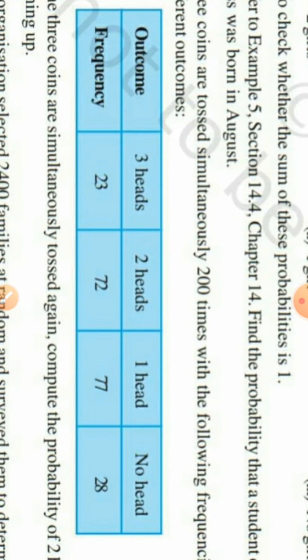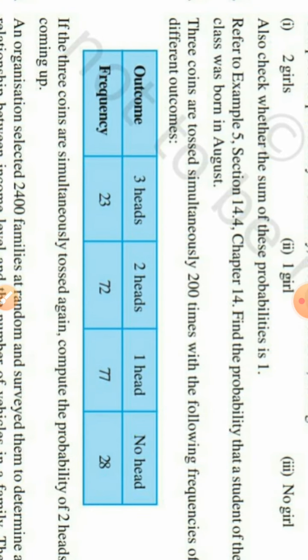So the result is given here. Three heads: 23 times we obtain three heads. 72 times two heads were obtained, meaning two heads and one tail. And 77 times one head was obtained, so only one coin having head and the remaining two having tail. No head means what? All coins having tail only.